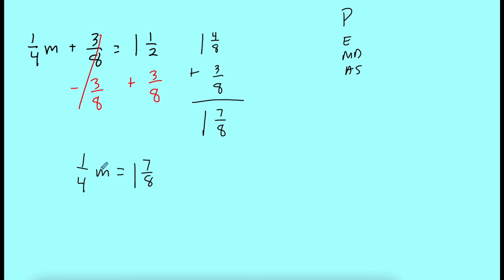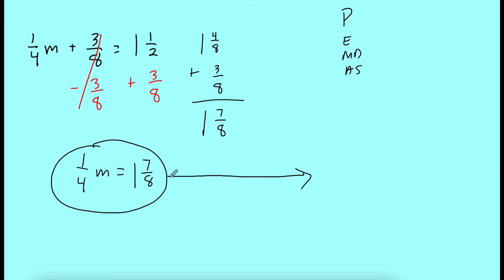Another thing to remember about fractions is when you multiply or divide by fractions, you can't operate when you have mixed numbers. Everything needs to be proper or improper. So I'm actually going to take this problem and rewrite it with 1 and 7/8 turning into an improper fraction, and then I'll finish off the problem. So 1/4 times m is equal to 15/8. 8 times 1 is 8 plus 7 is 15. So 1 and 7/8 is rewritten as 15/8.